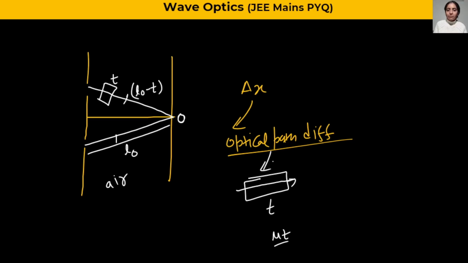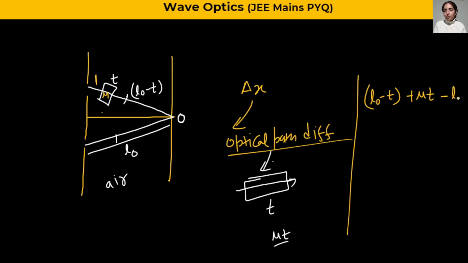Then L naught minus t length is getting traveled in air, so that is equal to the optical length, done it, and t distance is getting covered in a media of refractive index mu, so effective length covered by first light will be equal to L naught minus t plus mu t. This is the effective length, and effective length covered by second light will be L naught only. Done. So this minus L naught you are going to do for path difference. Okay. So this is going to be the delta x.